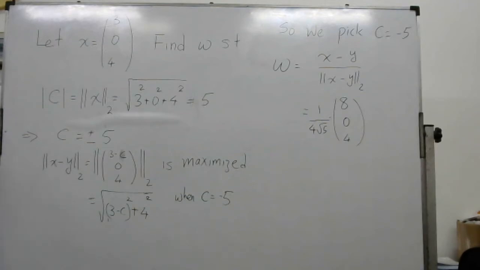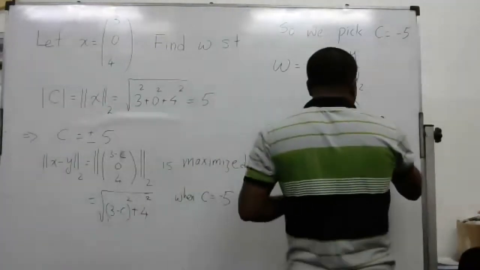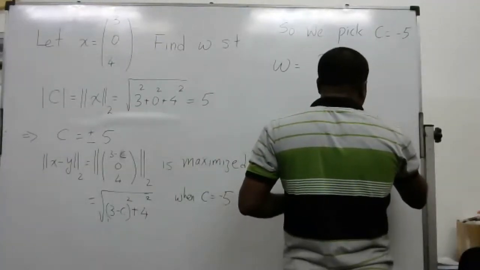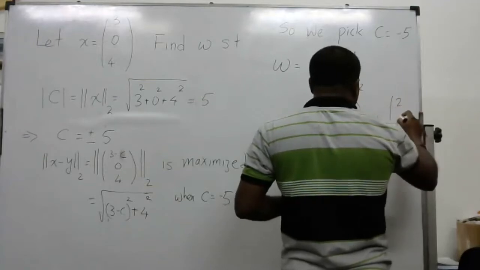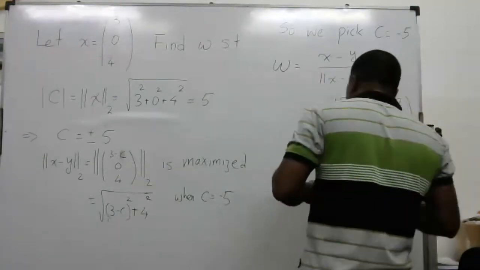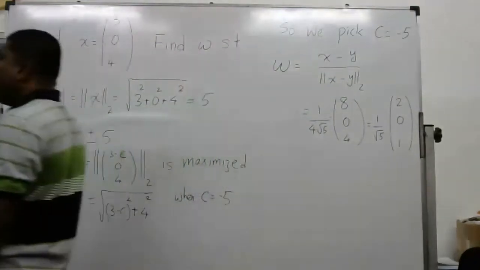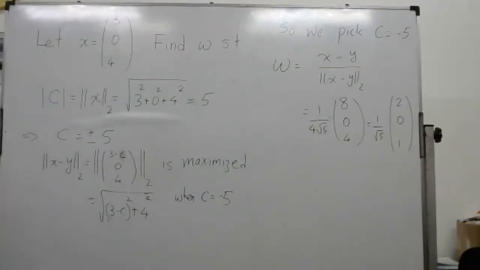That's not a big computation, you can always see this. So when you simplify, you get 1 upon square root of 5 times the vector 8 divided by 4 is 2, 0, 1. So this will be your omega. Once you find omega, you can find H omega, but here we don't need to apply H omega. So we can simplify, by theory.